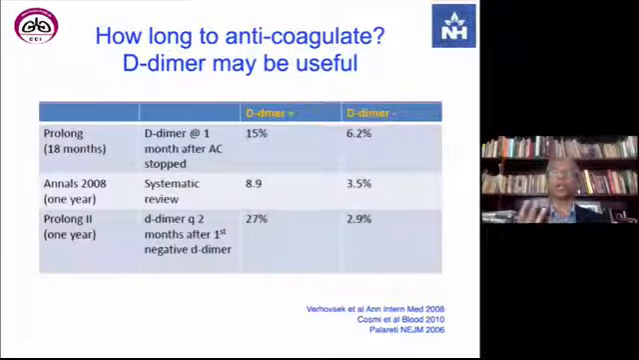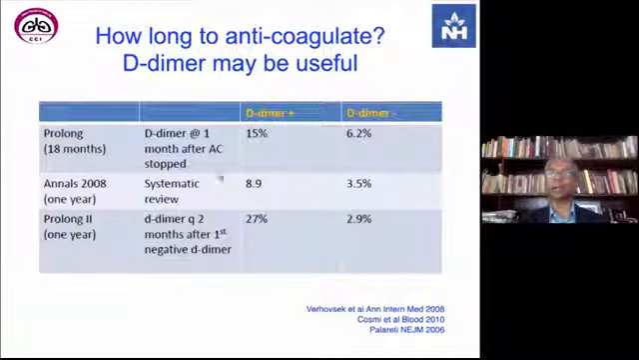So how long do you want to anticoagulate? We usually give it for 3 months. And there were some studies like the PROLONG study and the ANNEXA study where they carried it on for a year to 18 months. What they did was they did a D-dimer 1 to 2 months after stopping the anticoagulation. In PROLONG, they did one after the first negative D-dimer, 1 to 2 months later.